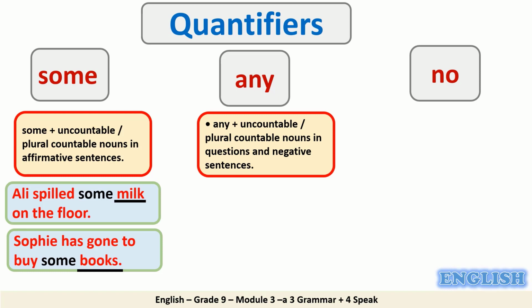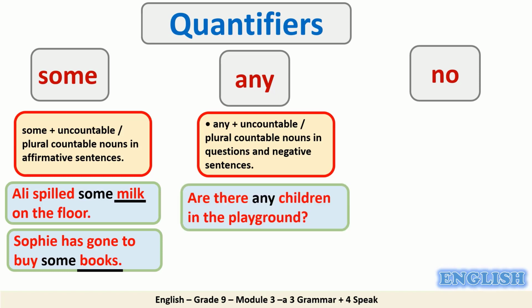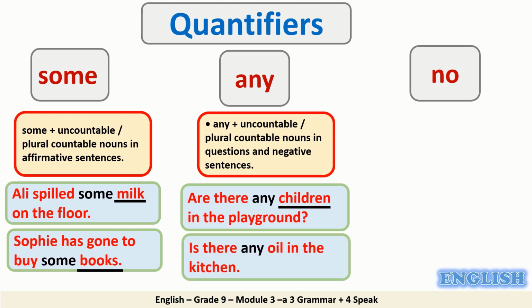Books is a plural countable noun. Any is used with uncountable and plural countable nouns in questions and negative sentences. Are there any children in the playground? Children is a plural countable noun. Is there any oil in the kitchen?